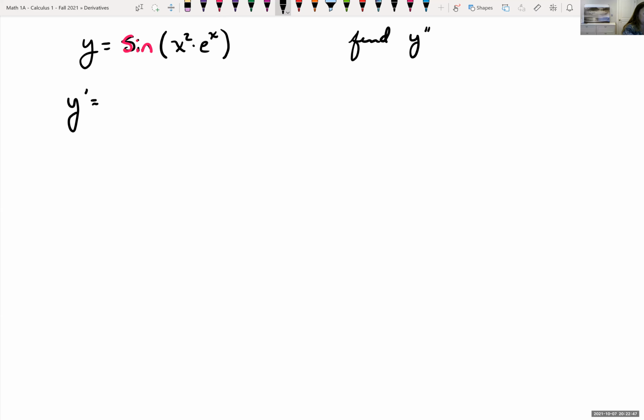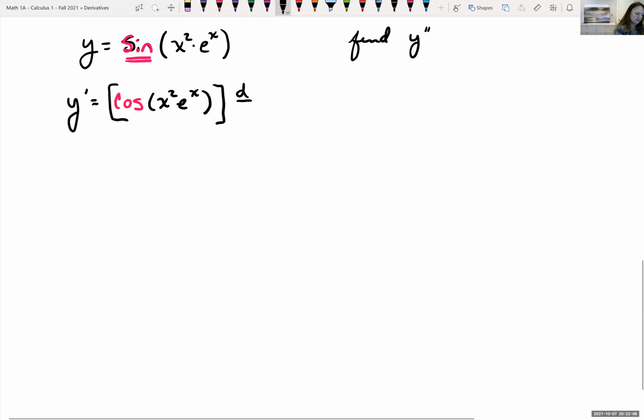So y prime, the derivative of our outer, derivative of sine is cosine of our inner, x squared times e to the x. And this is all times, I'm just going to write it, the derivative d dx of my inner function, so x squared e to the x.